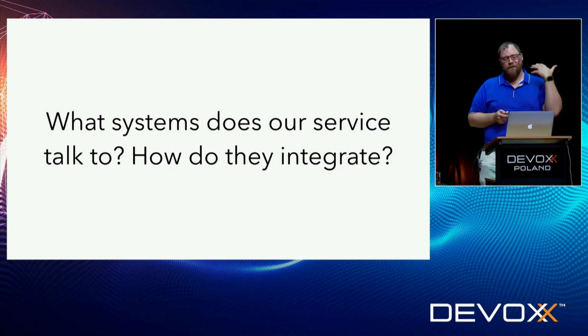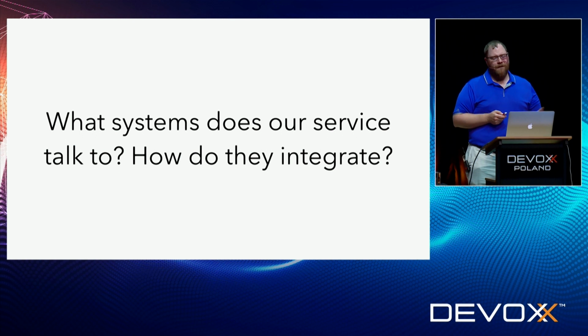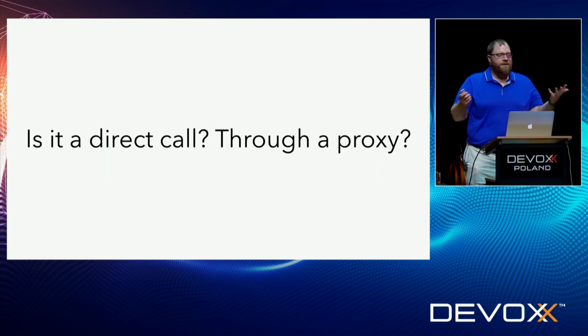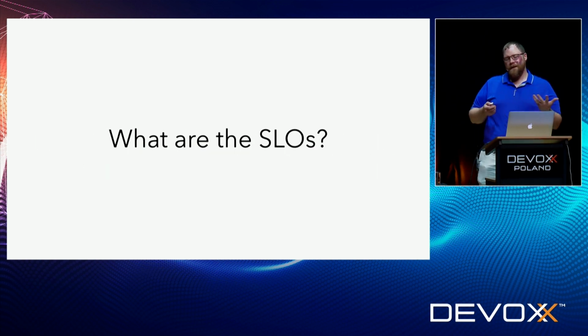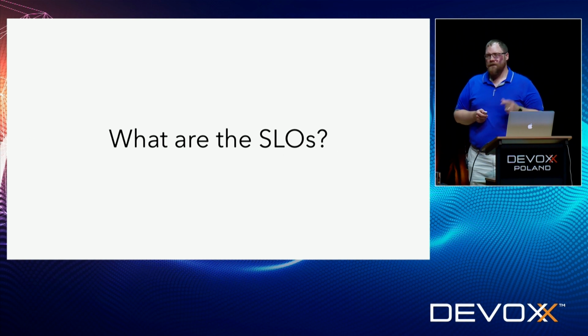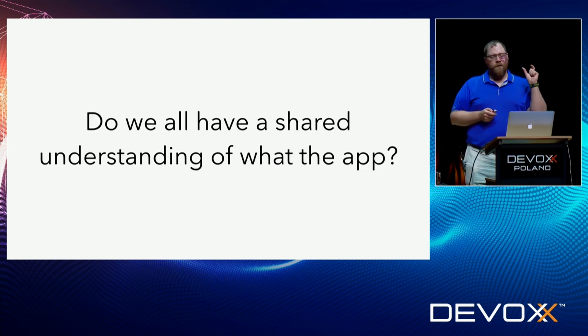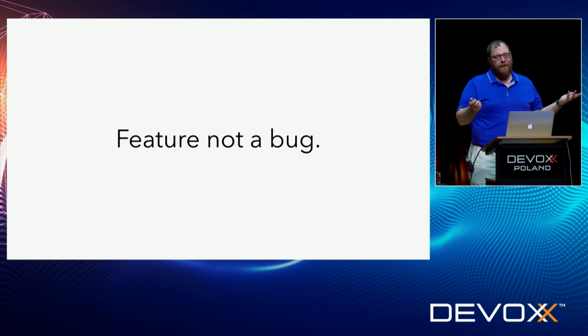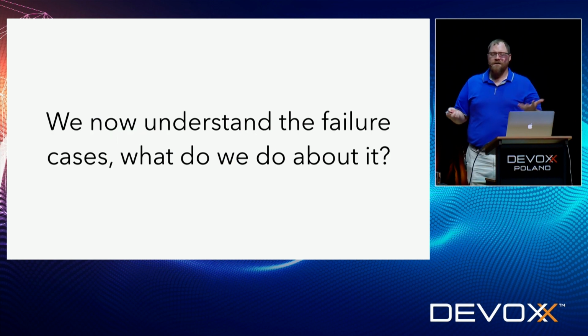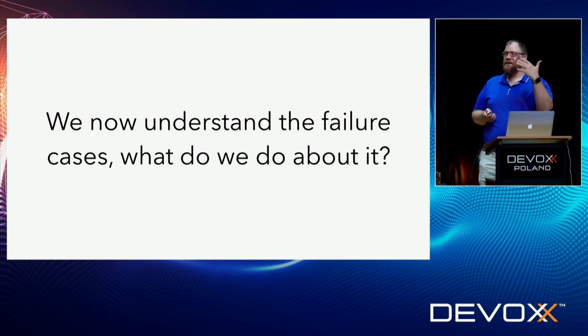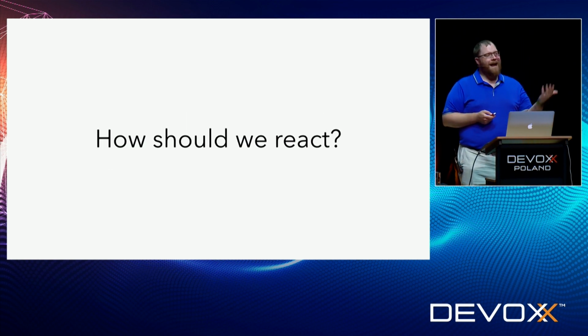So we have to think about what our systems are talking to. How do they integrate? Is it a direct call? Is it through a proxy? What are our SLOs? Now here's something that I've found an awful lot. We generally don't have the same understanding of the system. There's almost always knowledge gaps, and that's okay. We need to understand these failure cases, and then we need to think through, all right, what do we do about it? How should we react?